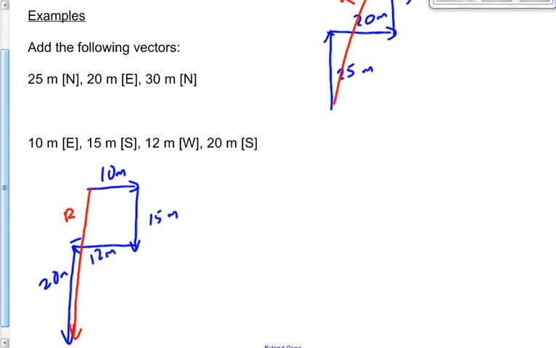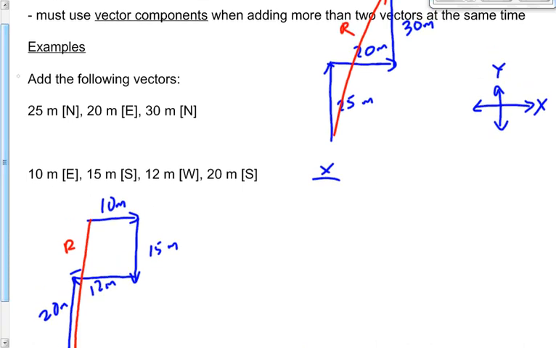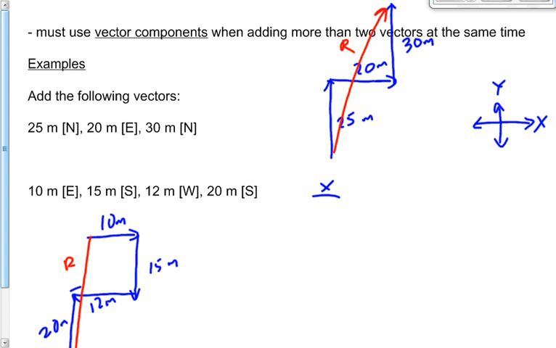Let's do the first one. You guys have probably learned this in math class, right? This is your x-axis, this is your y-axis. You guys seen that? You guys know what I'm talking about there, right? X-axis and y-axis, x, y, right here. Let's look at all of these vectors. We're doing the first one there. Let's add up all of the x's, and then we'll add up all the y's.